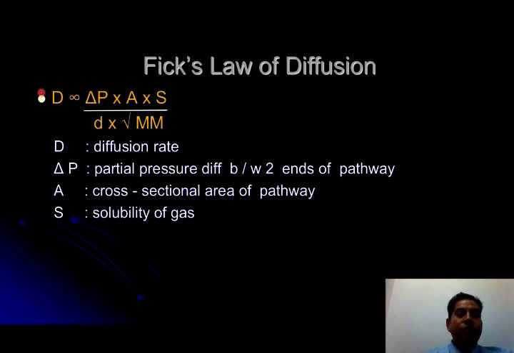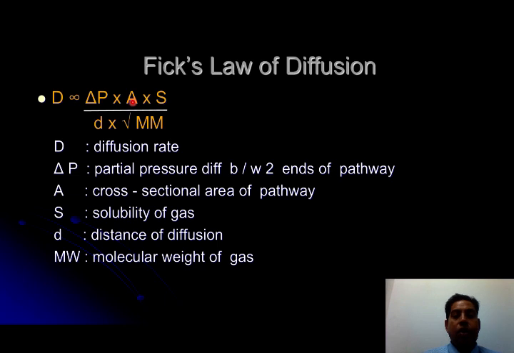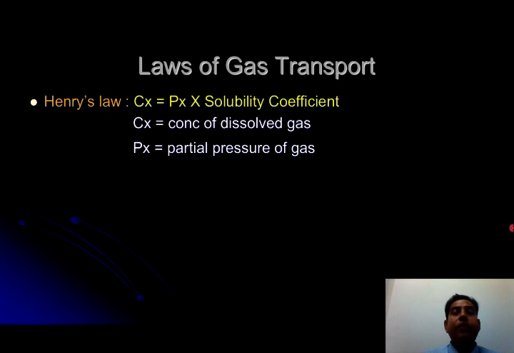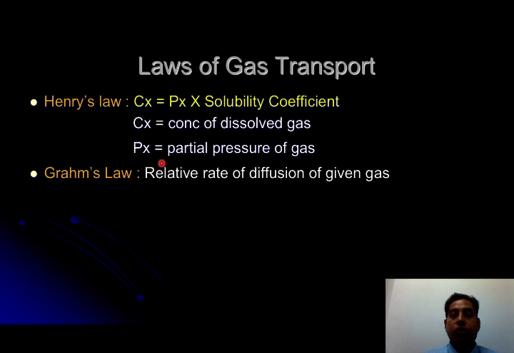So you have the diffusion, which is directly proportional to the delta P into the A, which is the area of cross section, the cross sectional area, S is the solubility of the gas in the given liquid, D is the diffusion distance, and molecular weight of the gas. So the other laws which we will be concerned with are the Henry's law, which states that the concentration of a gas which is dissolved in a given liquid is directly proportional to the partial pressure of the gas, which is the Px, and the solubility coefficient.